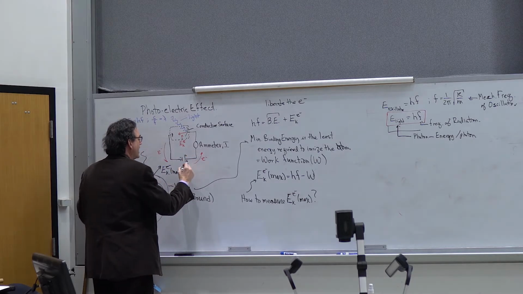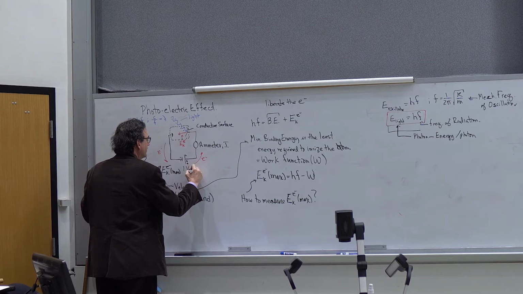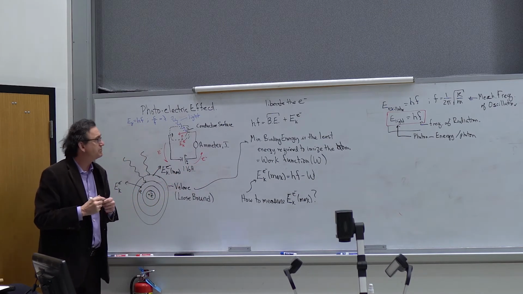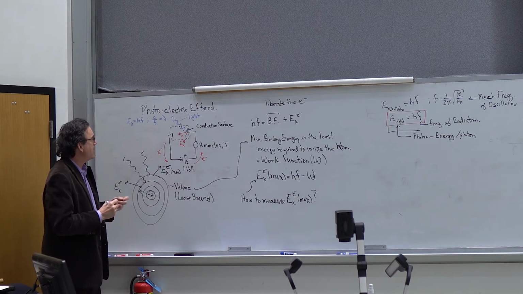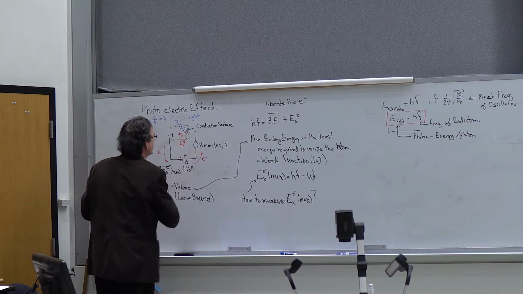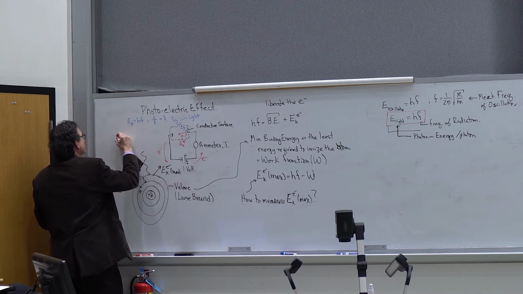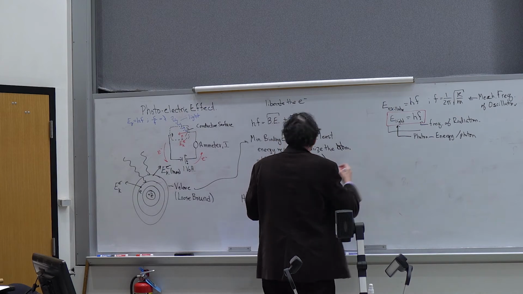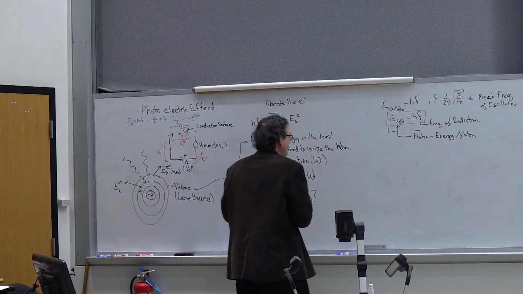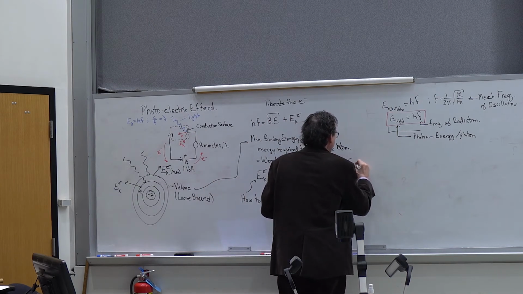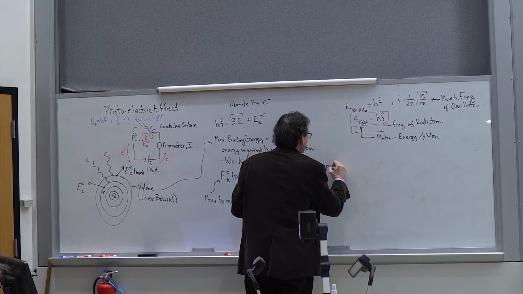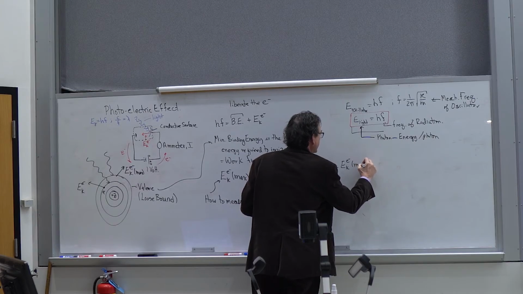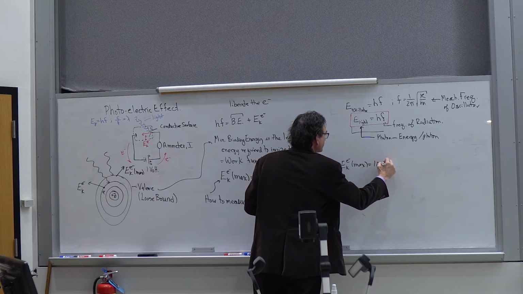And let's say we start out at 1 volt. Right? 1 volt is the bias that is on there. Let's suppose that the maximum kinetic energy is 10 electron volts. So let's suppose that EK electron max is equal to 10 electron volts.